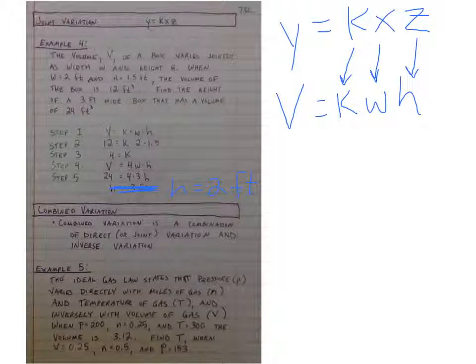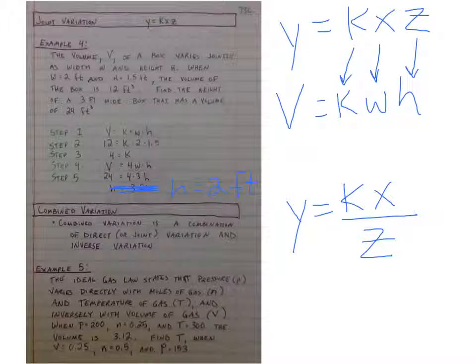Finally, what we have is combined variation. And combined variation says that what we have is a combination of direct or joint variation and inverse variation. So there's a number of ways it could show up. You could say y varies directly with x and inversely with z. So that's a combined variation.